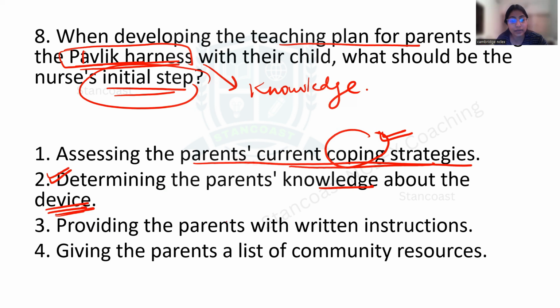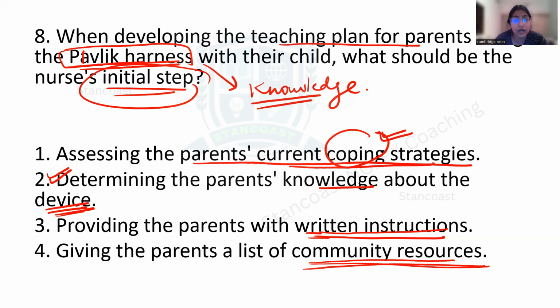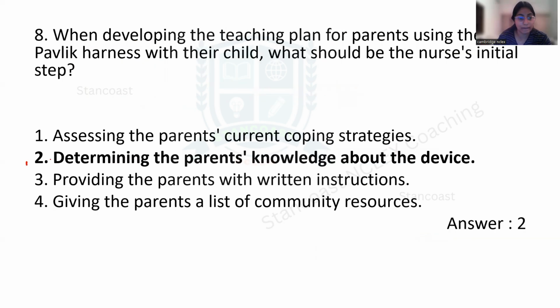Option 3 says providing the parents with written instructions. Now, providing written instructions is important, but this will not be an initial step. Also, what written instructions, it is not mentioned here. So we cannot take this as a precise option. Option 4 says giving the parents a list of community resources. Now we can provide community resources to the parents, but this is also not the initial step. The first step that we have to provide is a good amount of knowledge about the Pavlik harness. So option number 2 is the correct option.